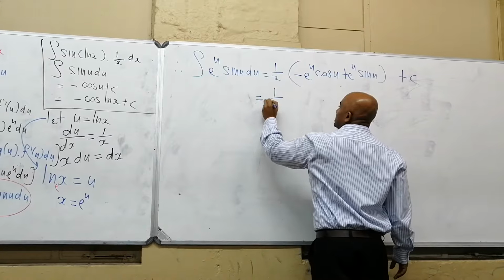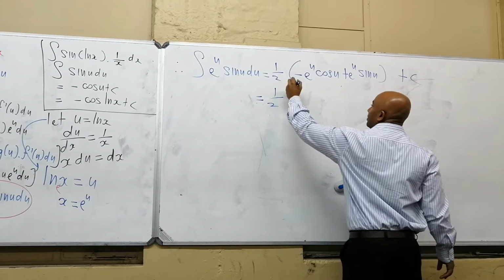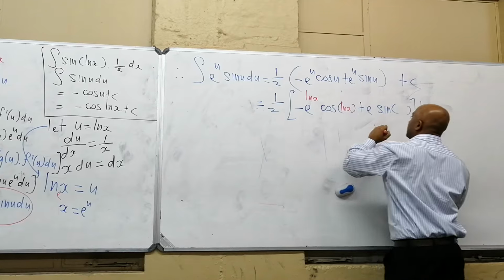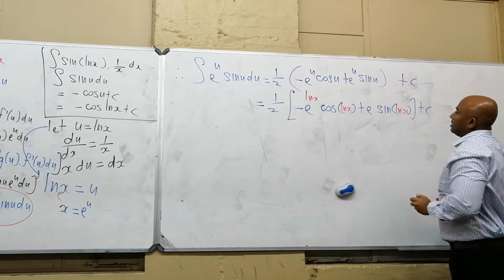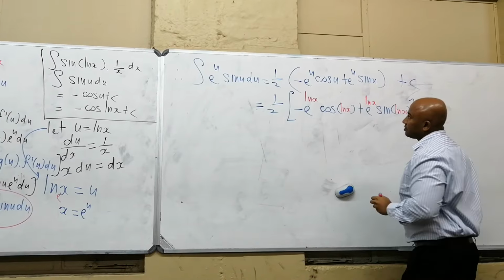But now don't forget that the original problem did not have any u there. You need to substitute back. That's minus e to the power u, what was my u? Let's write it down there. Cos of u plus e to the power u sin of u plus c. What was u? u was ln x.